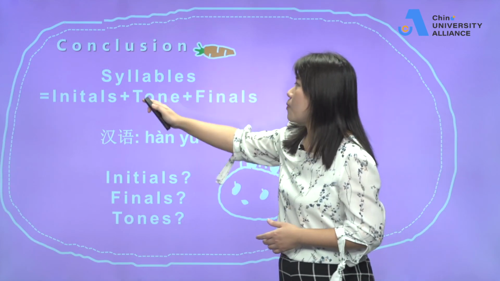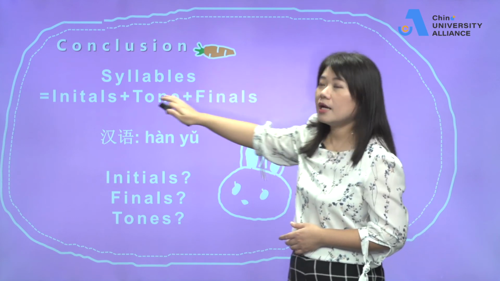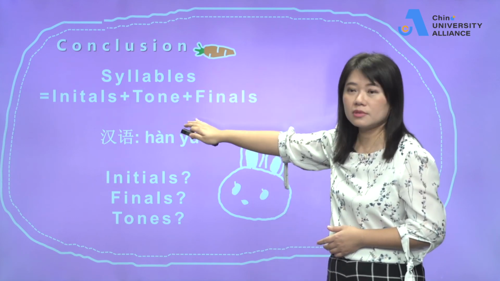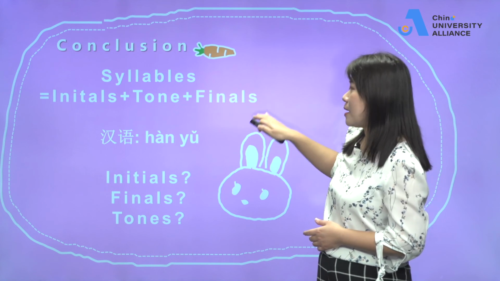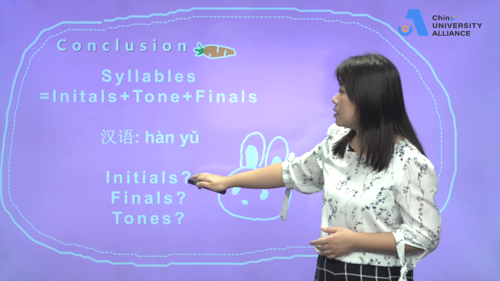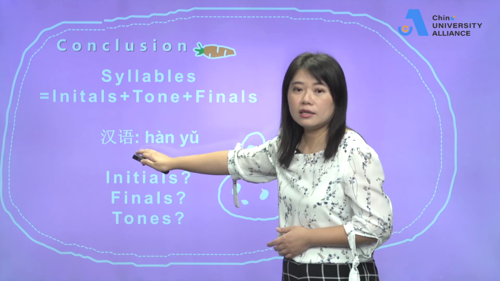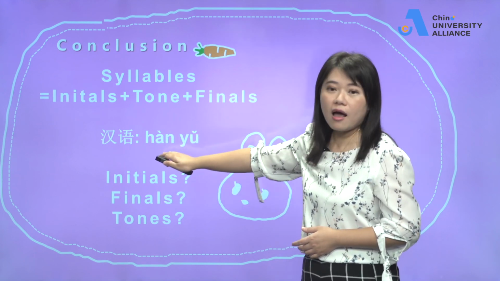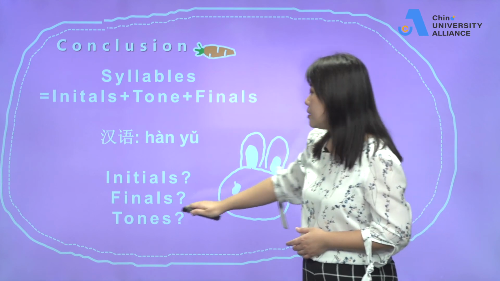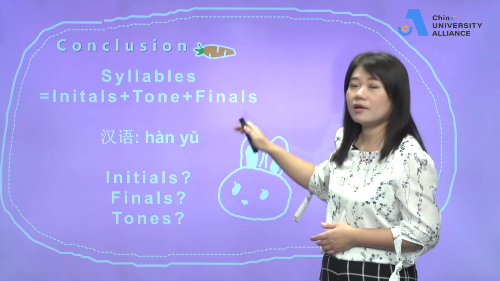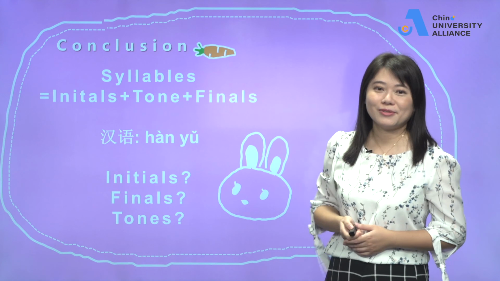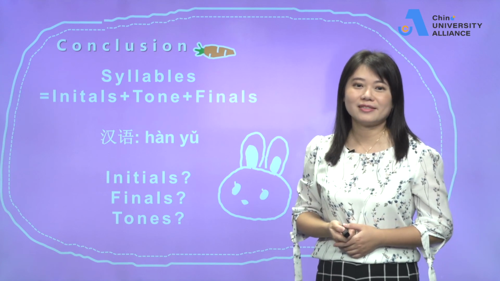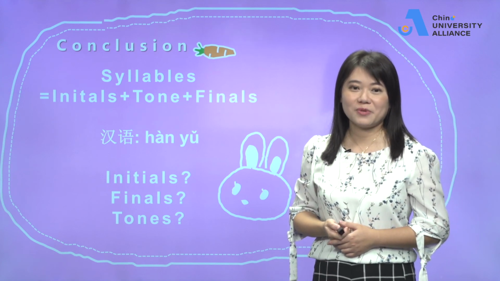Today we learned this format. Syllable means initials plus tone plus finals. For example, Hanyu, the initials are H and Y. The finals are A and U. And the tones are the fourth tone and the third tone. Do you remember them all? No worries. Believe me, practice makes perfect.